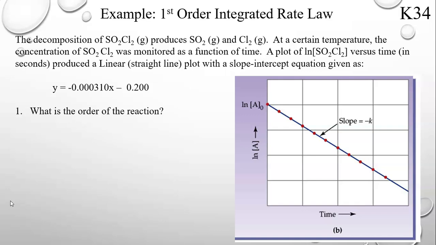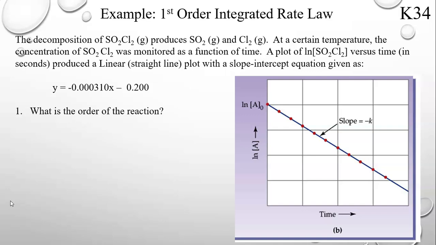So now we're going to go into a problem here. We're going to do the decomposition of SO2Cl2 produces SO2 and Cl2. So it's a very simple reaction. The SO2 and the Cl2 just simply come apart and become an SO2 molecule and a Cl2 molecule. At a certain temperature, the concentration of SO2Cl2 was monitored as a function of time.